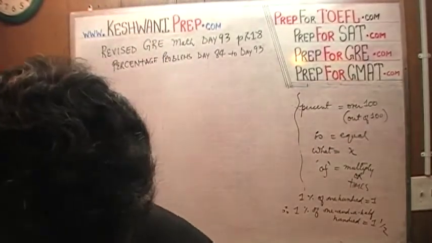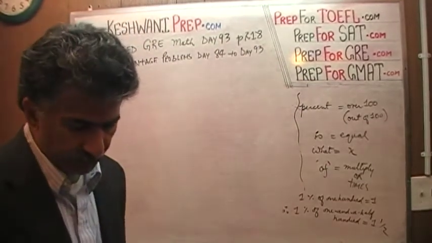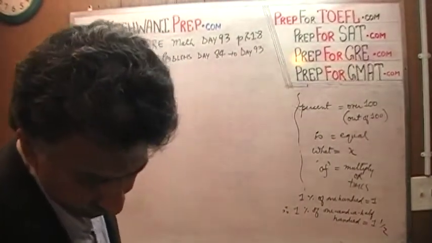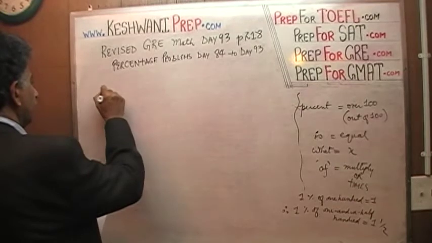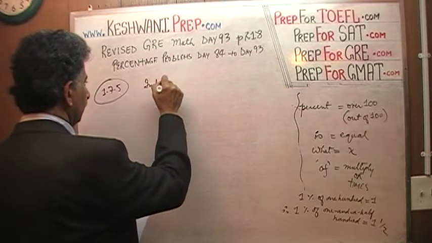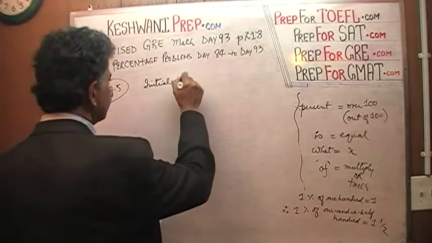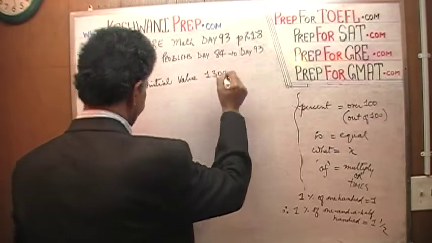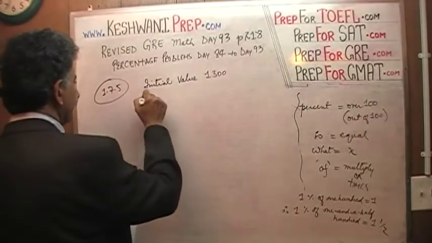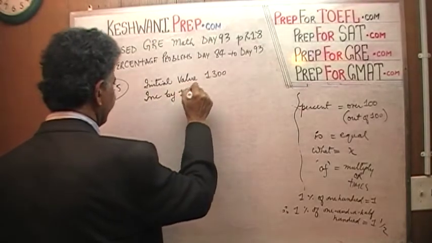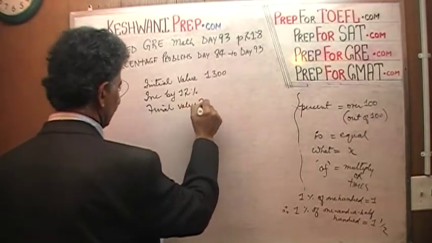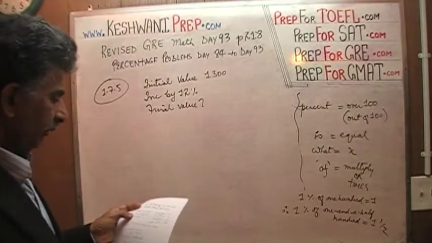Anyway, let's take a look at the problem on the very bottom of page 218, problem number 175. We are told that the initial value is 1300, and then we are told that it increases by 12%. The question simply is, what is the final value? That's all. So let's find out, shall we?